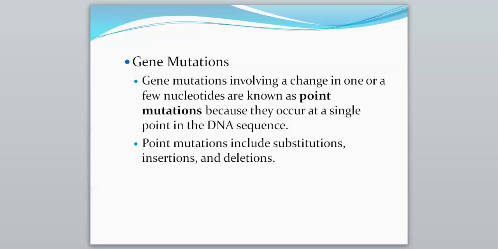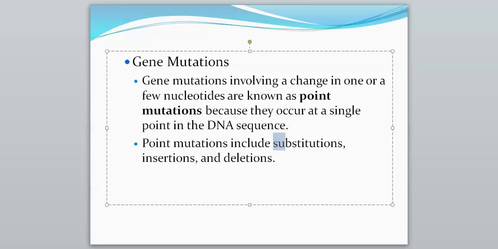Our first gene mutation involves a change in one or a few nucleotides, and those are simply known as point mutations because they occur at a single point in the DNA sequence. Pretty simple. So gene mutations involving a change in one or a few nucleotides, remember the A, the T, the C, or the G, are known as point mutations. And there are three types. These include substitutions, insertions, and deletions.